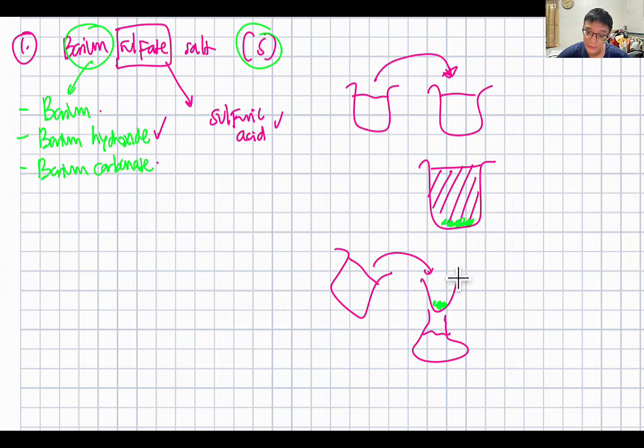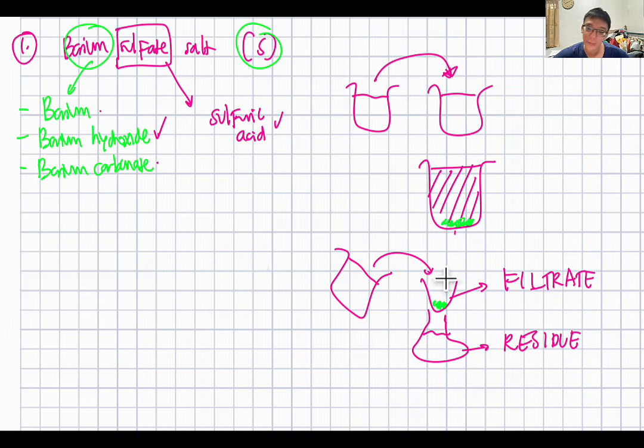The thing that is filtered and stuck on the filter paper, we call it a filtrate. While the thing that has passed through the filter paper, we call it the residue. You can imagine that the thing that we want is actually this green thing, right? This green thing, the filtrate.